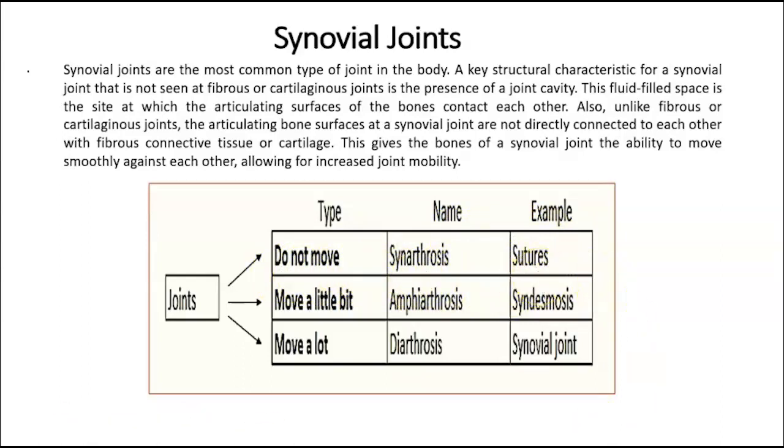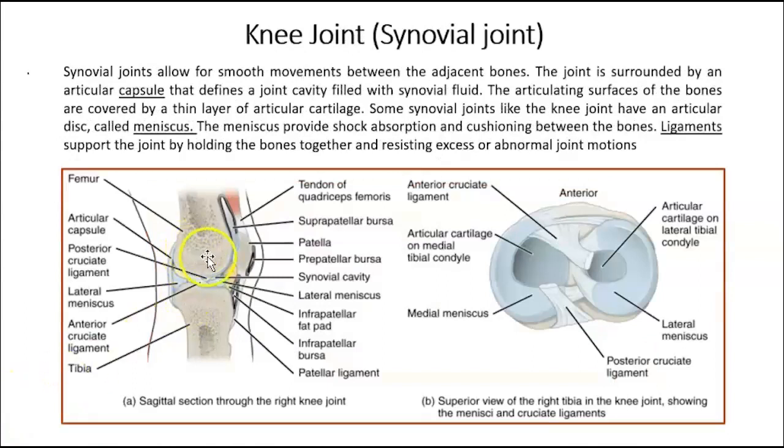In the knee joint, you have the bone, and you have the cartilage right here, which is called meniscus. This is covered with a capsule, and inside the capsule you have the fluid. Right here you have the ligaments. That's the anterior cruciate ligament. You also have the posterior cruciate ligament.